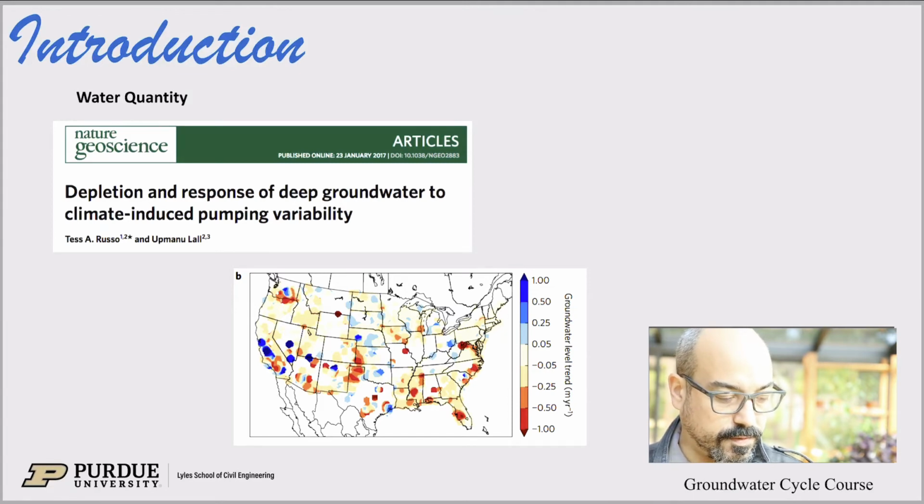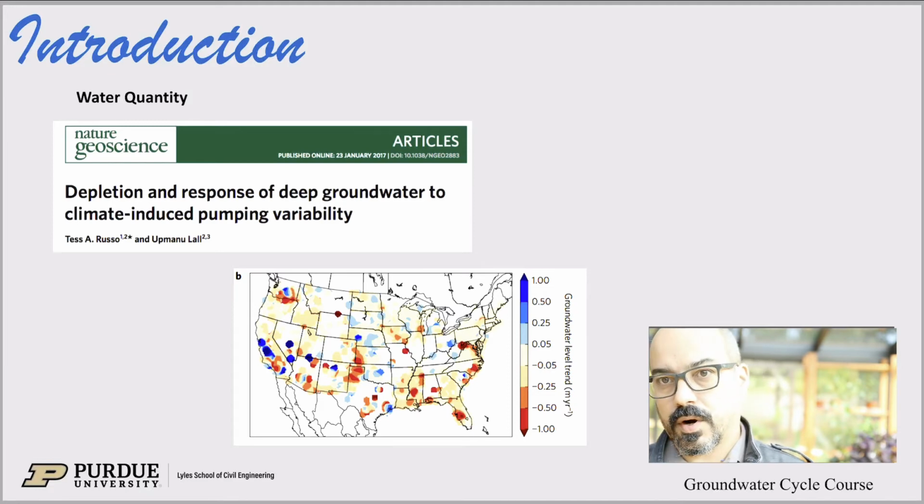So this first example is a paper in Nature Geoscience called Depletion and Response of Deep Groundwater to Climate-Induced Pumping Variability, right? So the idea behind that paper was, if you have a drier climate, obviously you need more water for the crops or for the usage that you have, so then you'll pump more, right? So if you have wells that tap into groundwater, then you can just crank them up and pump more because the climate is drier. And this is just an example map where the groundwater level trends linked to pumping are illustrated.